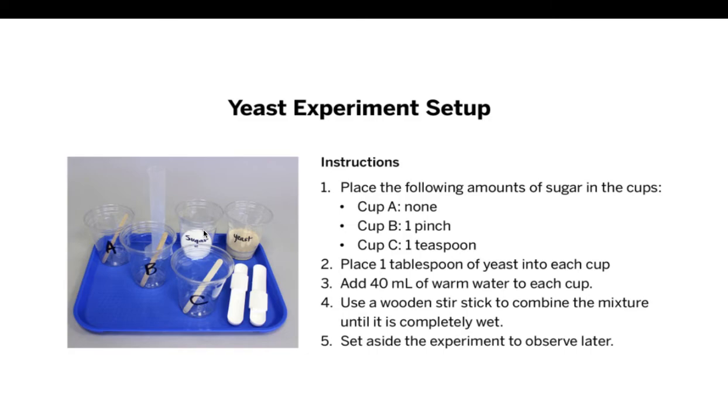Now remember, sugar is a source of energy, okay? And in order for an organism to reproduce, they need to have energy. So in cup A, you're not going to add any sugar. It's just going to be the yeast and water, and that's it. In cup B, you're going to put just a little pinch. So just put your finger and your thumb in there, put a little pinch in there, and that's it. And then in cup C, you're going to put 1 teaspoon of sugar. And then you're going to add about 40 milliliters of warm water.